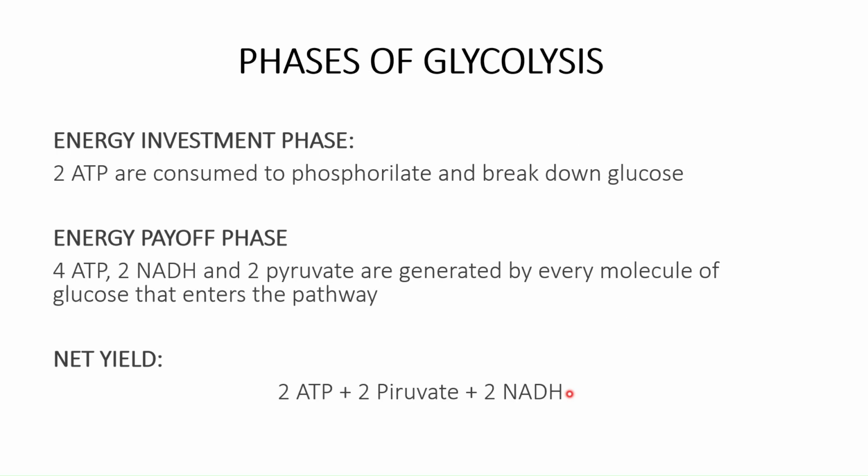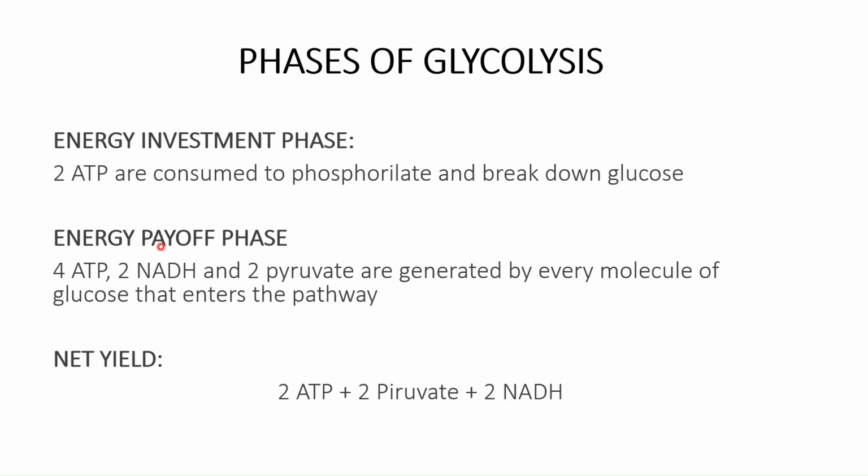Phases of glycolysis. So we have two phases. The first one is the energy investment phase, in which glucose is activated and broken down. So we need two molecules of ATP in order to phosphorylate the glucose and then break it down into two molecules of 3 carbons. Glucose has 6. And the second phase is the energy payoff phase, in which we are going to get our return. So we are going to get our ATP's worth from the process.